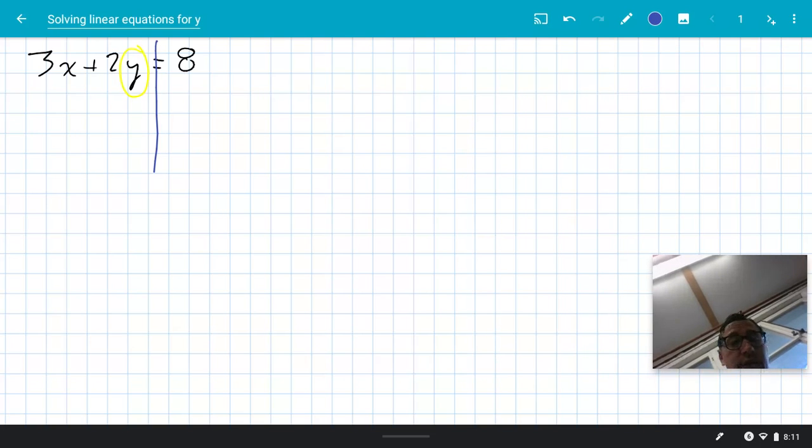Now, if you think you know how to do this, go ahead and pause the video and give it your best shot and see if you can solve for y, and then you can unpause to check your work.